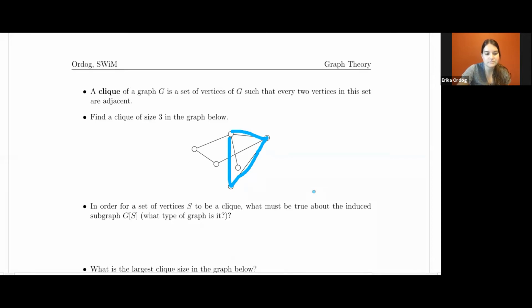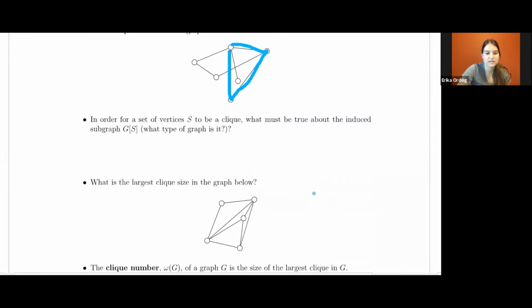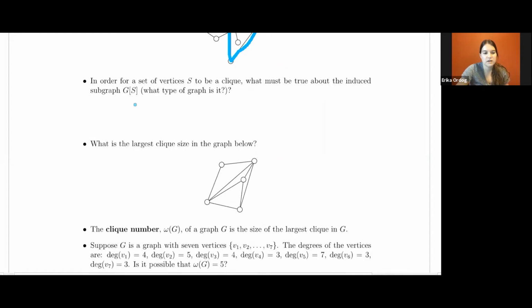Let me ask you this question. In order for a set of vertices S to be a clique, what must be true about the induced subgraph G[S]? What I mean by that is, which type of graph is it? Why don't you pause for a minute and try to think about that?